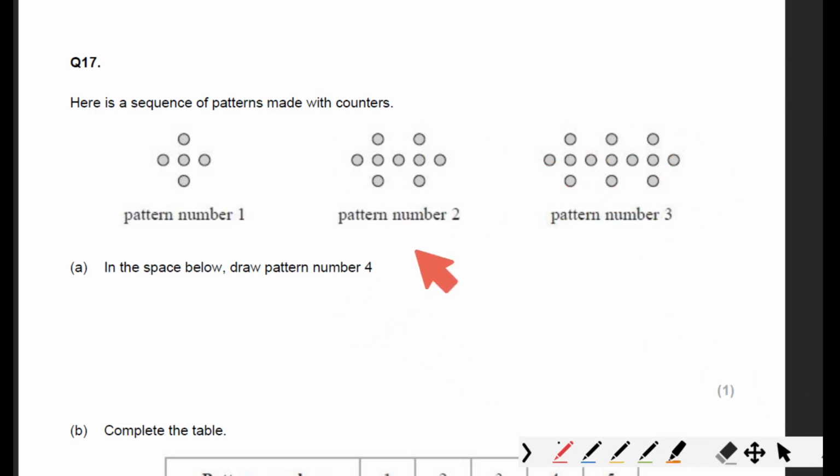So to get the next pattern, we're going to copy pattern number 3 exactly the way it is, and then add on an extra 4 dots. So that's 1, 2, 3, 4, 5, 6, 7, and then 1, 2, 3 at the top with gaps, 3 at the bottom with gaps. That's pattern number 3, but to get pattern number 4, we have to add on an extra 4 dots: 1, 2, 3, 4. There you go, that's pattern number 4.